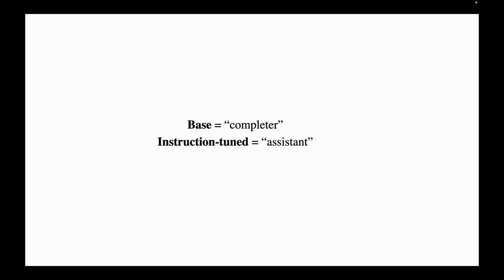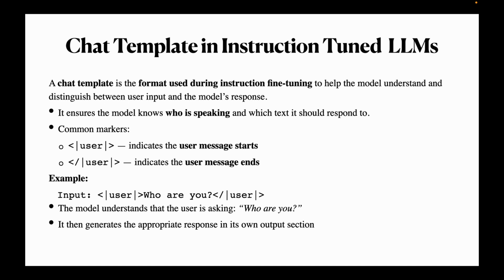But there is one more component in instruction tuned LLMs: the chat template. Basically, a chat template is the format that was used during the instruction fine tuning. It helps the model understand and distinguish between the user's input and the model's response. It lets the model know who is speaking and which text it should respond to. Some of the common markers are the user tag and the end user tag. If we place a text between these two tags, the model understands that this is something the user is asking and that it should respond appropriately.